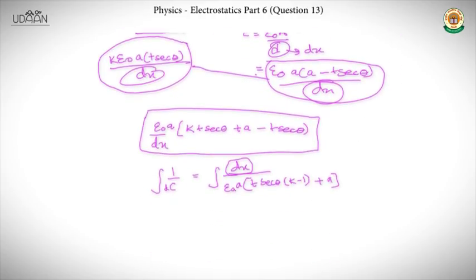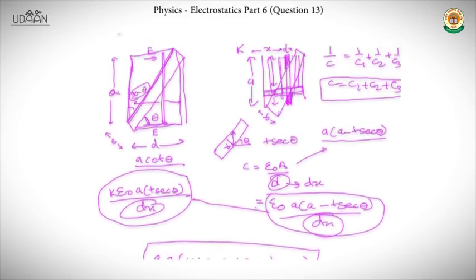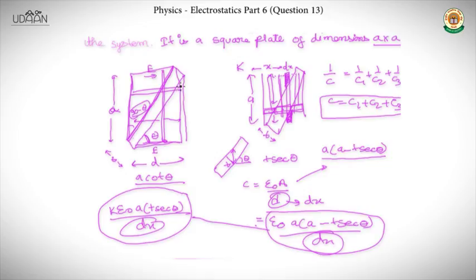So this gives us 1 by C is equal to a cot theta by epsilon naught a, where a cancels, t secant theta k minus 1 plus a. By this we can simply find the capacitance of the system. It would have been much more difficult if we had taken an element like this. So in some difficult problems we can take elements and then integrate. Choosing the element becomes very important in such cases.